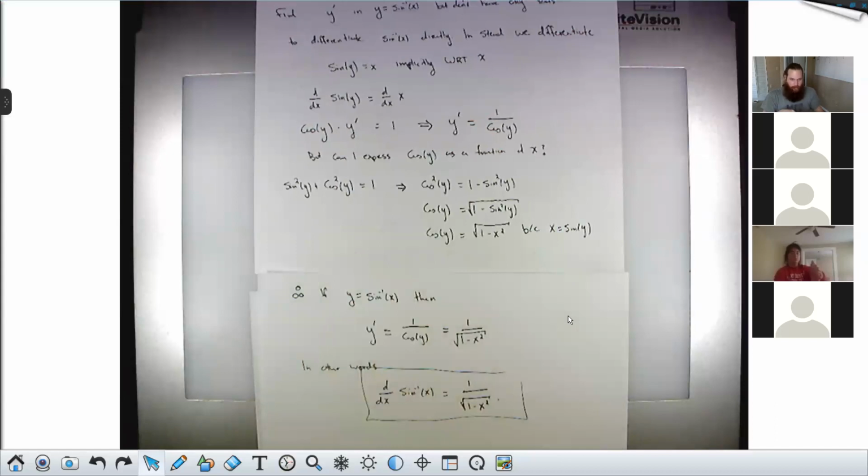This technique can be extended to get not just derivatives of other inverse trig functions, but it's a great way to get derivatives of functions that are in general defined as the inverse of some other function. I'm thinking of logarithms, which are defined to be the inverse of the exponential, at least for us.